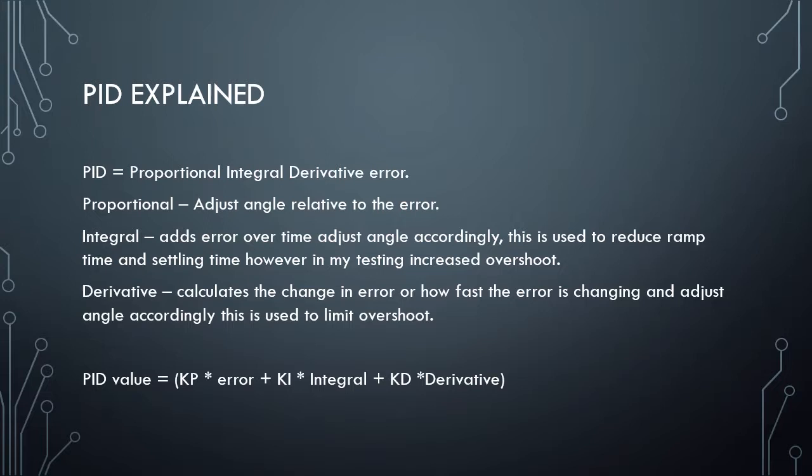A PID control system is the addition of three contributing factors: proportional control, integral control, and derivative control. Proportional control adjusts the angle relative to the error. Integral control adds the error over time and adjusts the angle accordingly. This is used to reduce ramp time and settling time, however in my testing increased overshoot. The derivative control calculates the change in error, or how fast the error is changing, and adjusts the angle accordingly. This is used to limit overshoot.